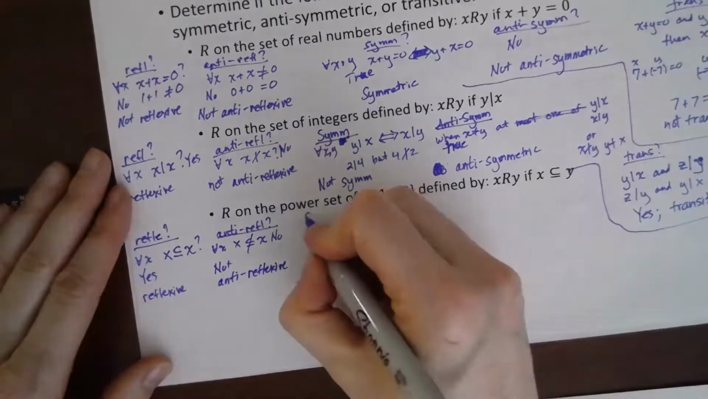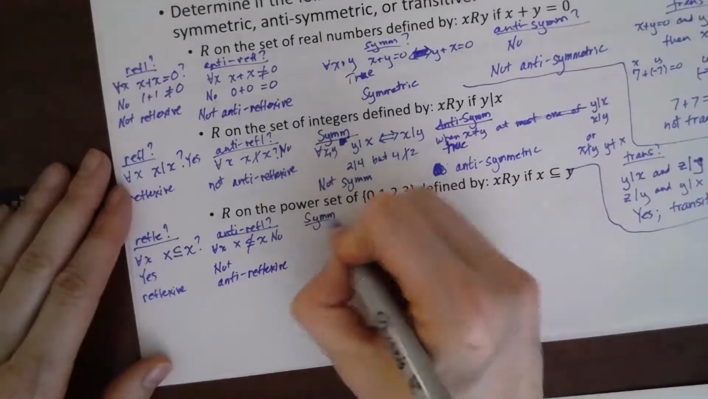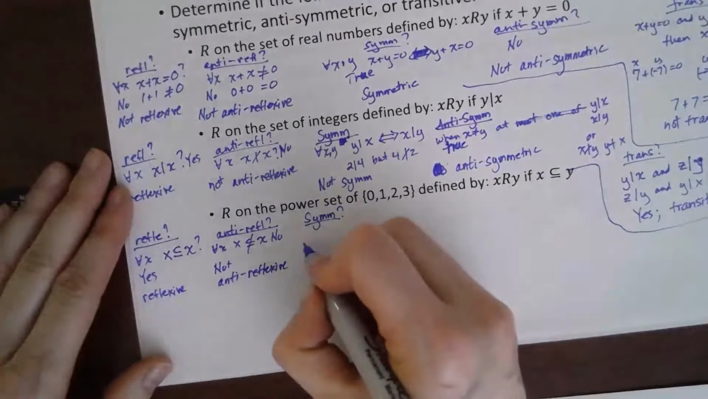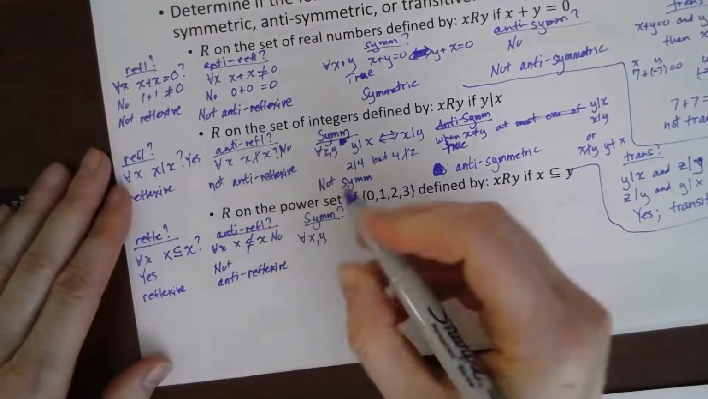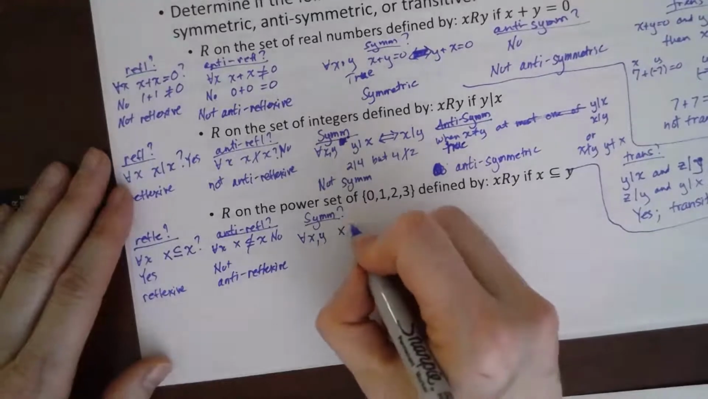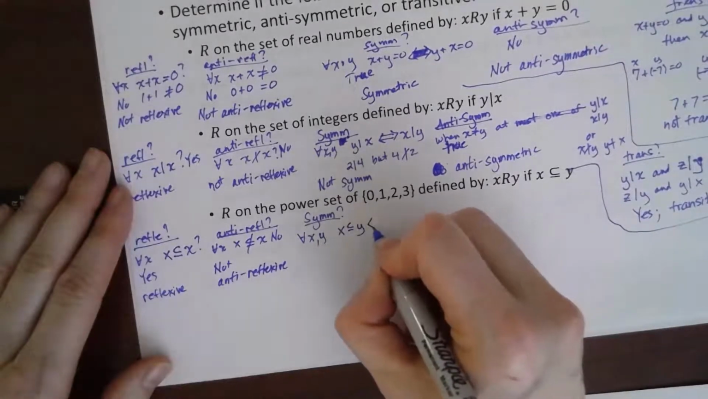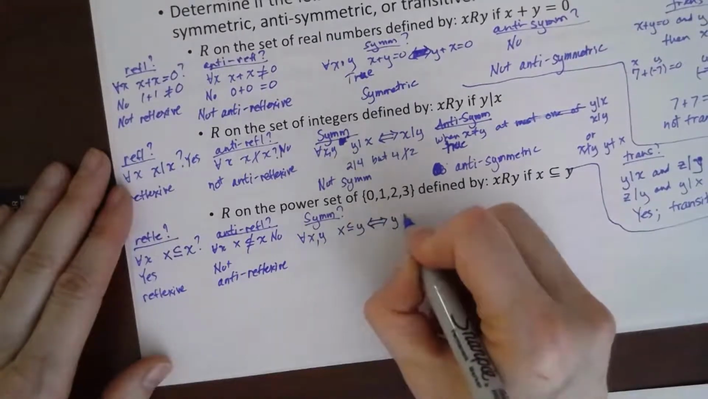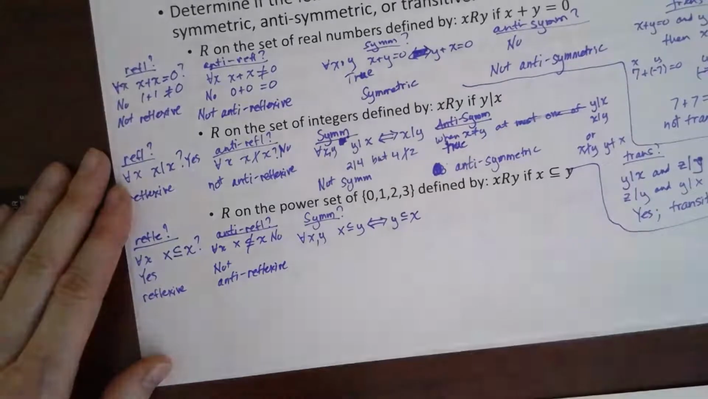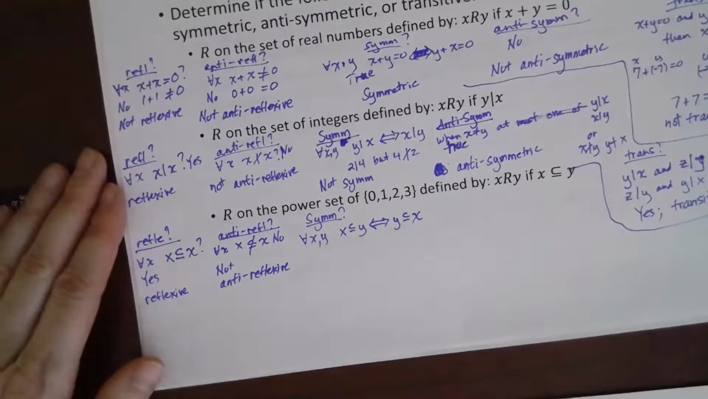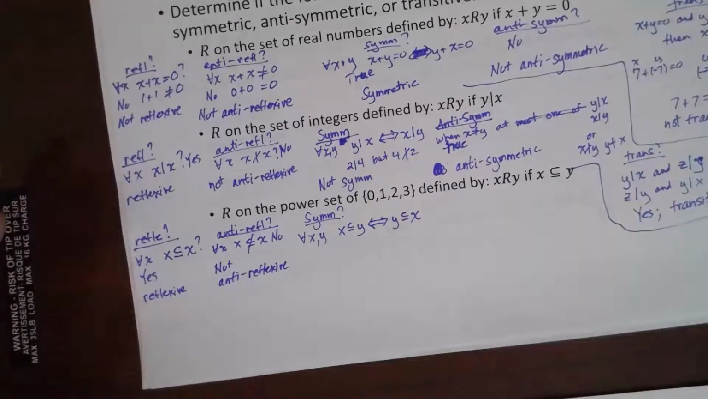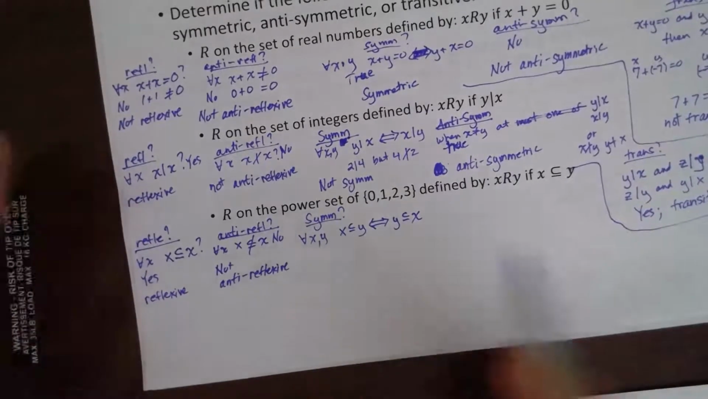Okay, how about symmetric? So is it true that for all X and Y, X being a subset of Y is true if and only if Y is a subset of X? Or can you come up with an example where one of these is true and one of these is false?